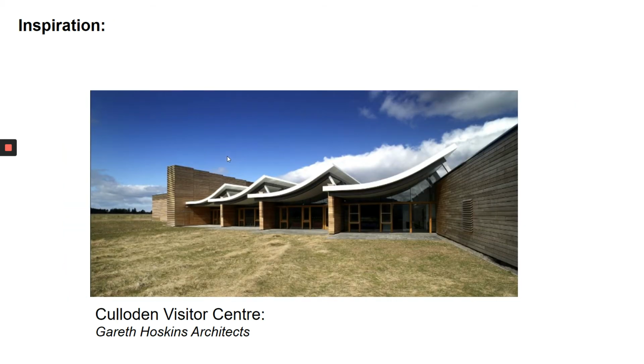Also, another excellent visitor centre as a precedent study is Culloden Visitor Centre by Garth Hoskin Architects, and this is Culloden Battlefield, so it sits into its surrounding areas. If you have a look at some images online, you'll see that the building sits into the skyline because it's not intrusive on the site, because this is a historical site. So you've got to think about your site, designing within your site context, and also thinking about materials. So what sort of materials do you want to use within your design?